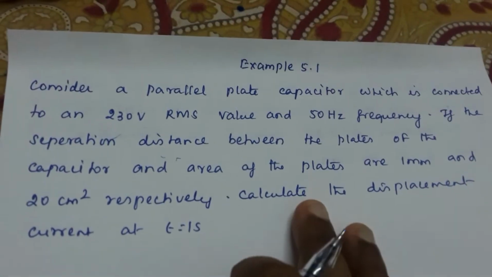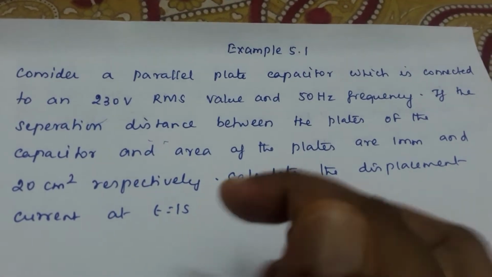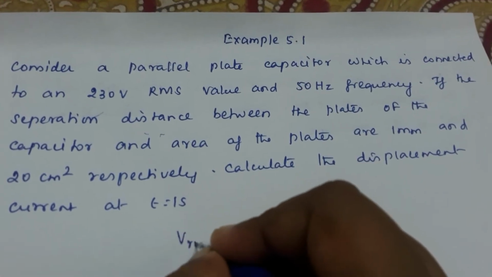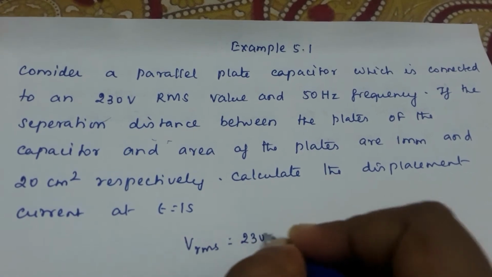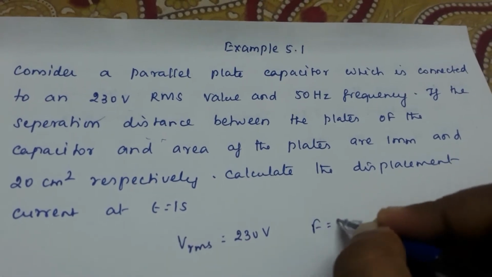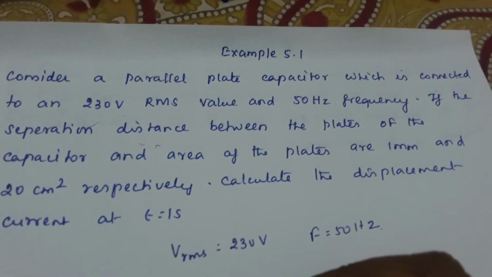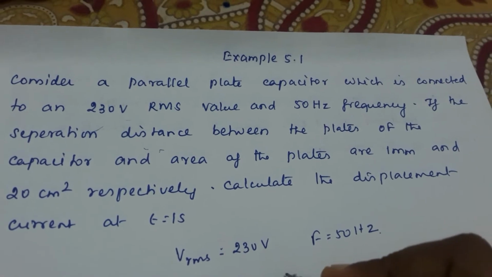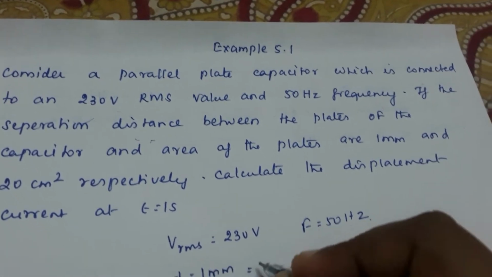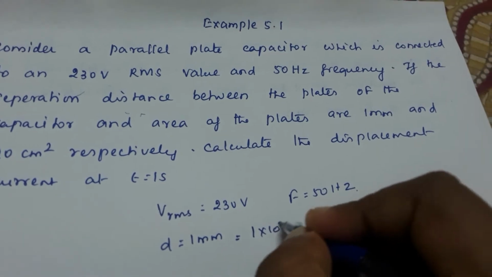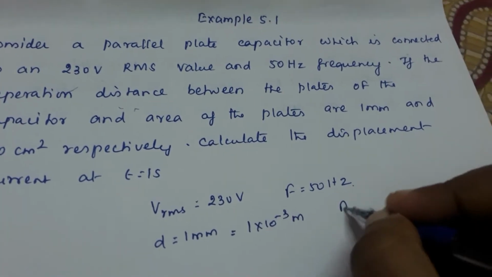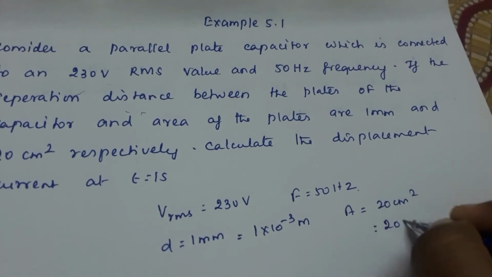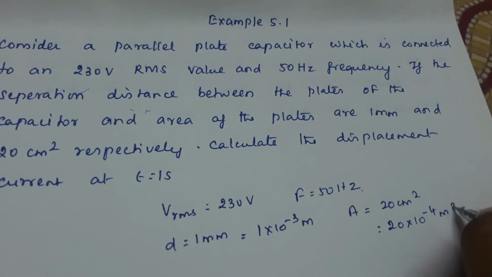Now here it is a parallel plate capacitor and it is connected to a 230 volt RMS. So here V RMS is given as 230 volt and the frequency is given as 50 Hz. The separation distance between the plates is given as 1 millimeter. So 1 millimeter is equal to what? 1 into 10 raised to minus 3 meter. And the area of the plate is given as 20 centimeters square. So it is 20 into 10 raised to minus 4 meters square.